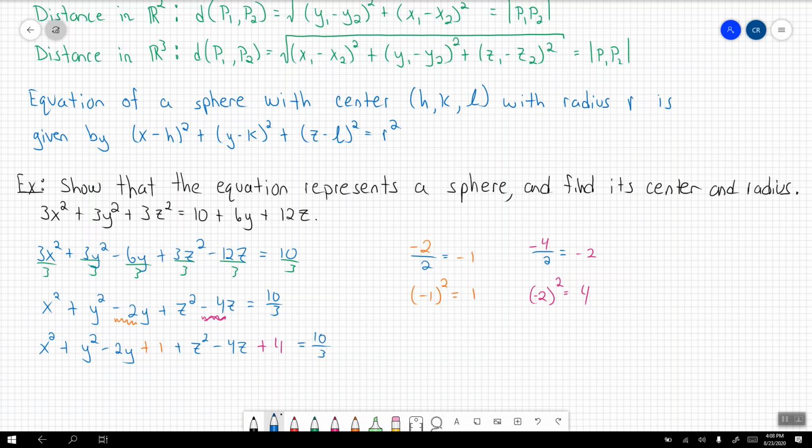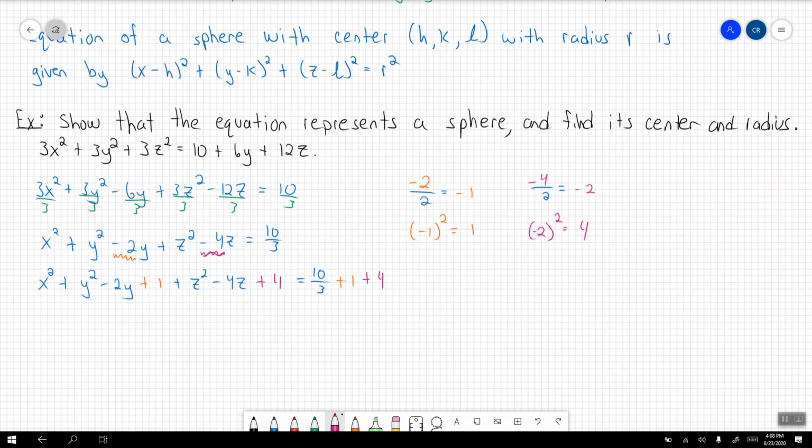And because on the left-hand side we inserted a 1 and a 4, I'm going to do the exact same thing here. So that's going to be plus 1, and then this other one's going to be plus 4. There we are. Now, we've balanced the equation, so all we need to do now is factor.